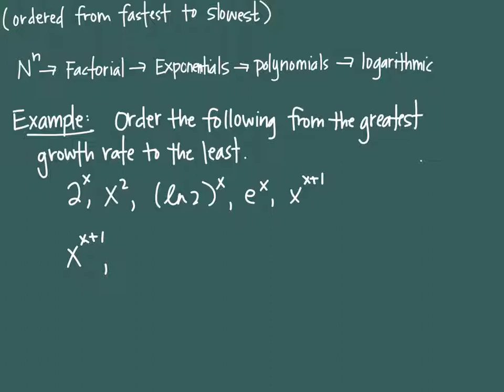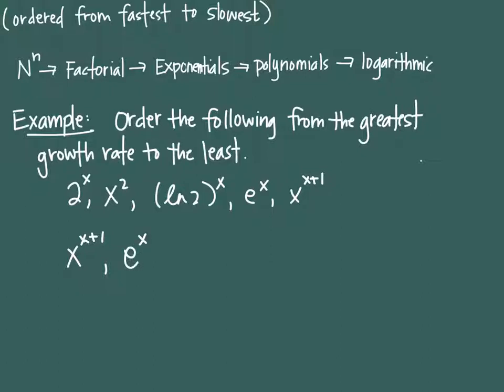Then would come any exponentials. An exponential is a function whose base is constant. Do we have any functions whose bases are constant? We have 3 of them: 2 to the x, e to the x, and natural log of 2 to the x. Those are all 3 exponentials. So how do you order them if you've got 3? Which base is larger? What's larger between e, 2, and natural log of 2? E. E is 2.7, blah, blah, blah.